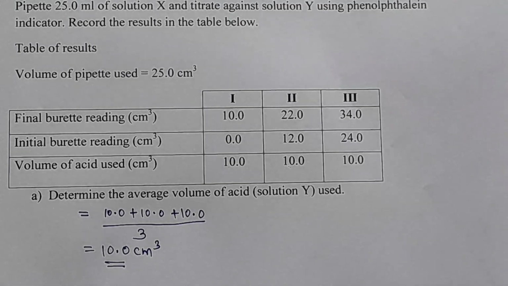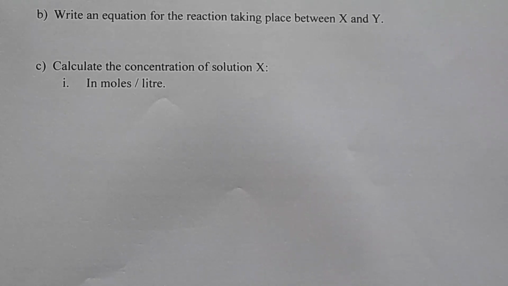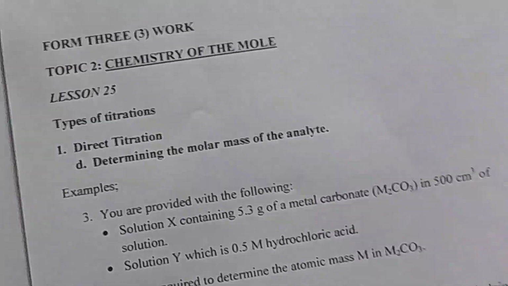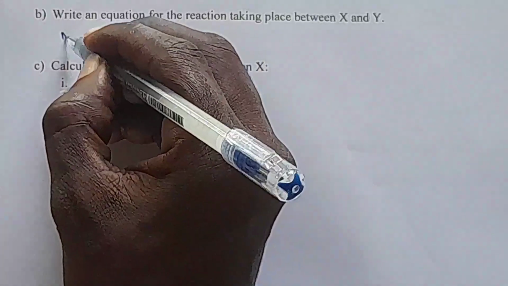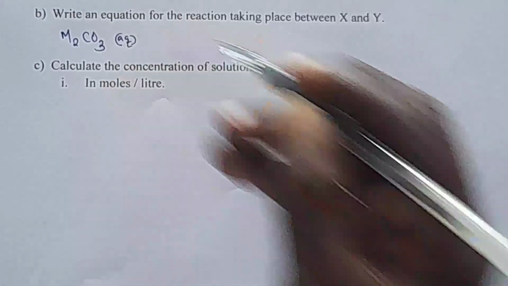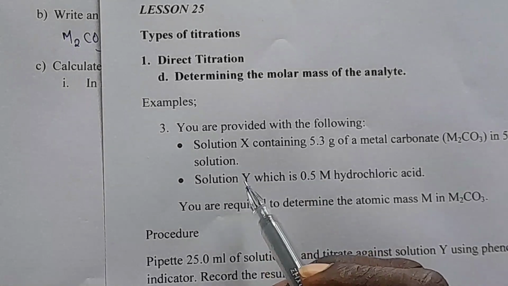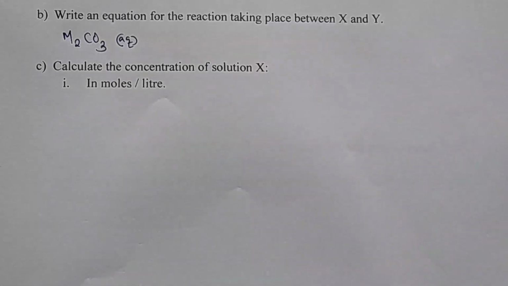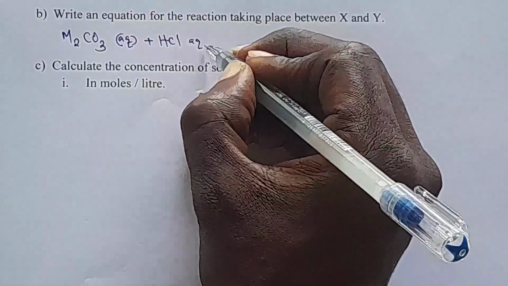So we go to part B of the question. We are told, write an equation for the reaction taking place between X and Y. Going back to the information given, X is M2CO3. So we write M2CO3, aqueous, because that's solution X. Solution Y was hydrochloric acid, so we say plus HCl, aqueous.